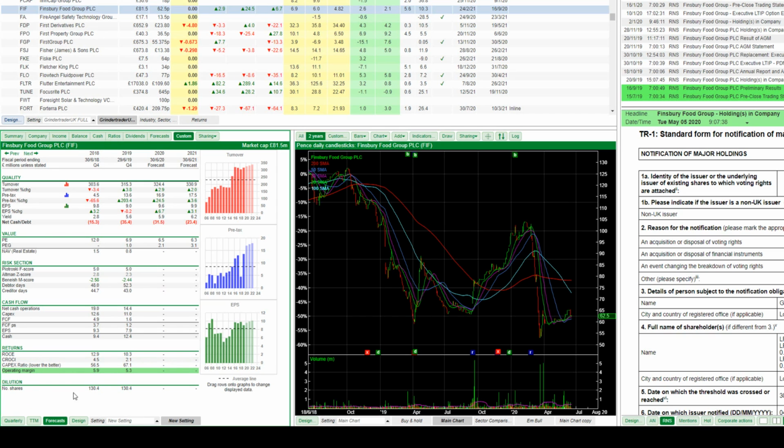And another one is dilution, number of shares. Basically, this means that if a company's in trouble, it's running out of money, and it doesn't want to go to the bank and increase its debt, it can raise further finance by issuing more shares, which basically dilutes shares, and I don't like to see that. So that's that window here.